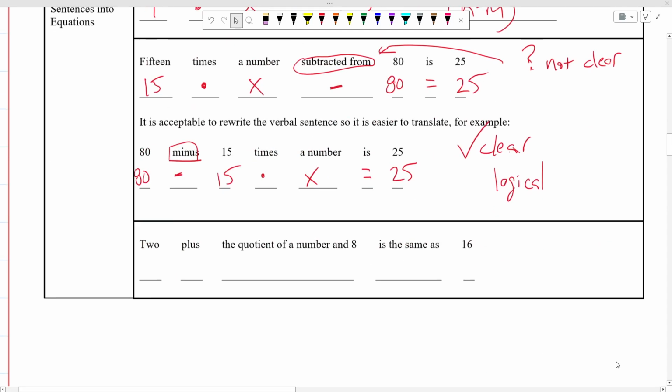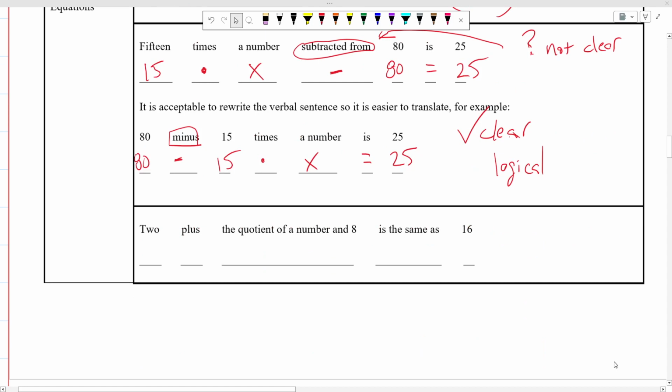Let's look at another here. 2 plus the quotient of a number and 8 is the same as 16. How do I put this into equation and numbers and variables? How do I do that? Well, let's break it down. Our steps, our process. I see this immediately jumps out at me. Is the same as. That would indicate an equal sign is happening here. I'm seeing my variable is mixed up in this whole thing here. All right, this phrasing, a number, is the indication that I have a variable going on.